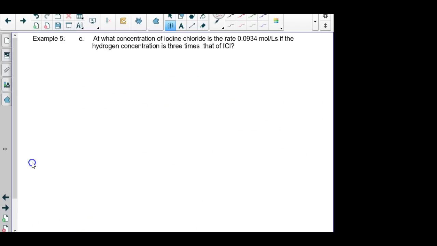5C. At what concentration of iodine chloride is the rate 0.0934 moles per liter seconds if the hydrogen concentration is 3 times that of ICl? Again, let's be reminded of our expression. Always write your expression as it will be required, your generic expression, before plugging in. So here's my generic expression. Yes, you've already written it several times, but that's the way this will be required.